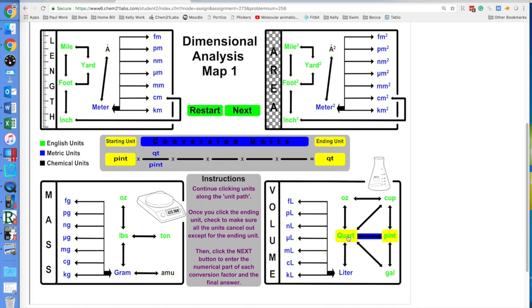I don't want quarts, I want milliliters, so I'll change quarts into liters because I do know a conversion factor for that, and then liters into milliliters. At this point, with 3 multiplication steps, I will be able to cancel out pints, cancel out quarts, cancel out liters, and be left with milliliters. Once I have set up all the units correctly, I can hit next.